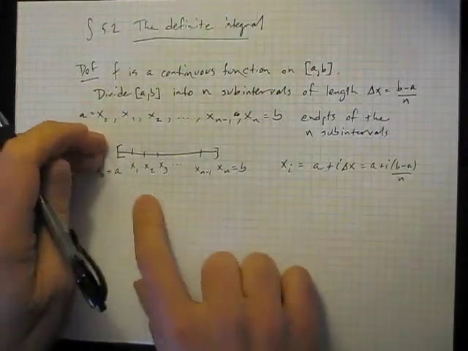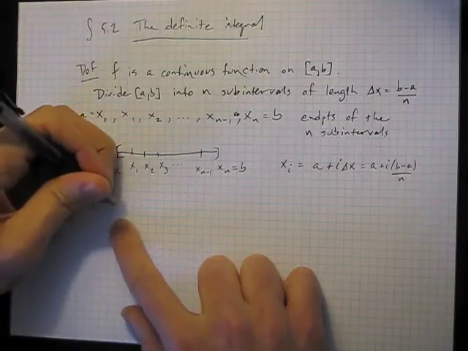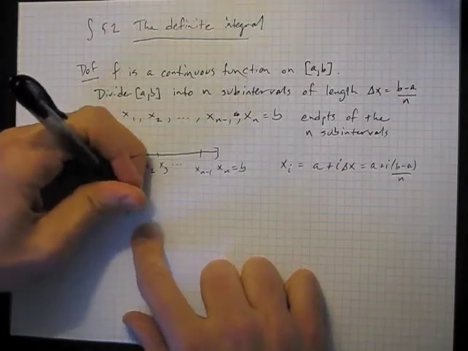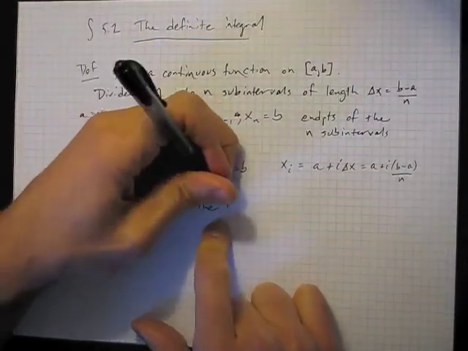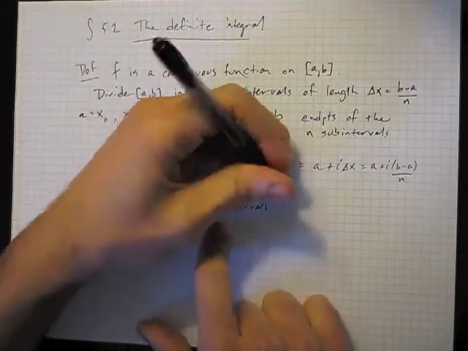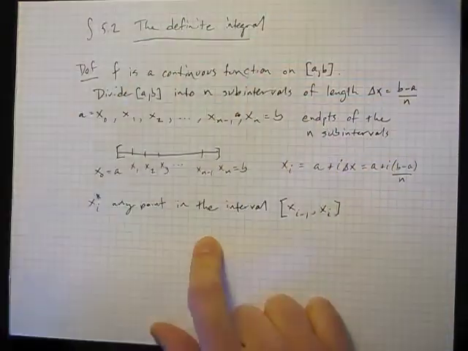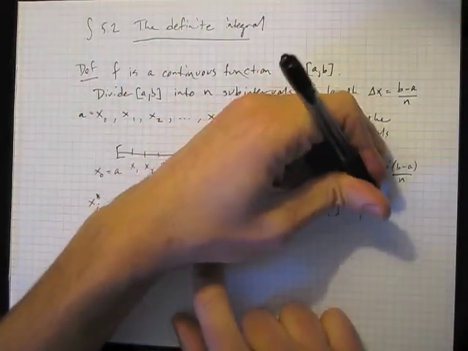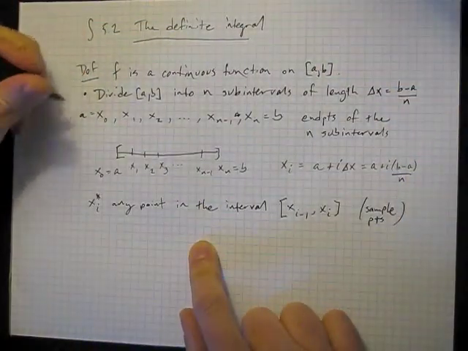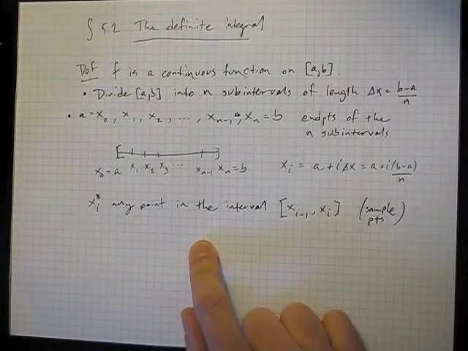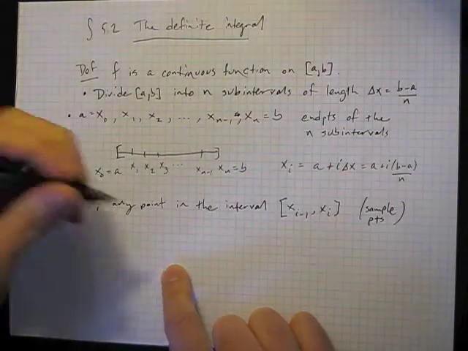Good. So these are our endpoints. And then we choose xi star to be any point in the interval xi minus 1, xi. These are called sample points. So we have divide into subintervals, set up the endpoints of the subintervals, and pick sample points in the intervals. And then we can form the Riemann sum.